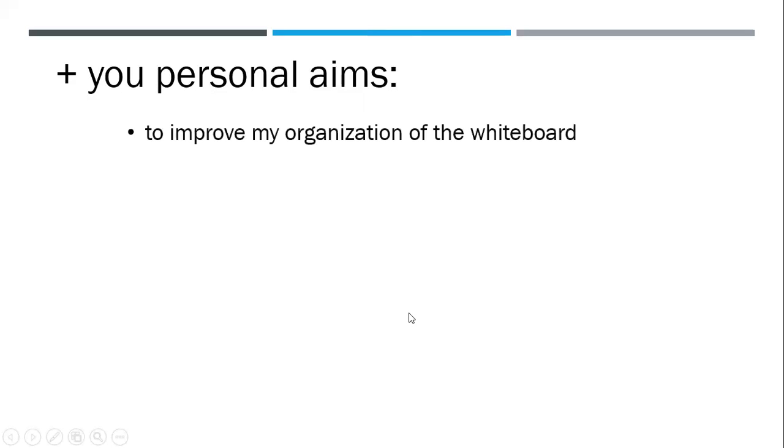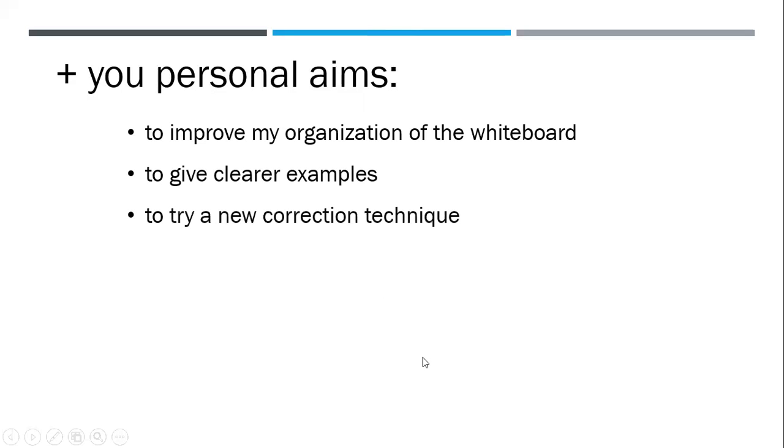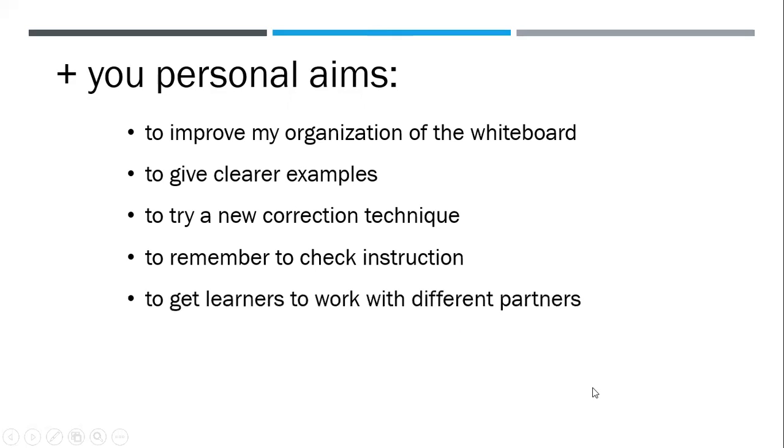For example, you would like to improve your organization of the whiteboard, or to try to give clear examples to your students, or you would like to try a new correction technique, or maybe you always forget to check instruction. I mean, you give instruction to your students, but you never make sure that they understand your instruction. You forget to check it. So maybe your personal aim for the current lesson can be to try to remember to check instruction with your students, or to get learners to work with different partners.